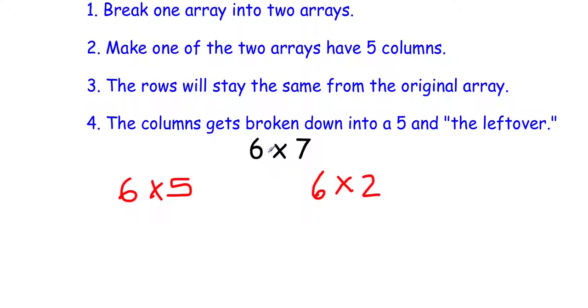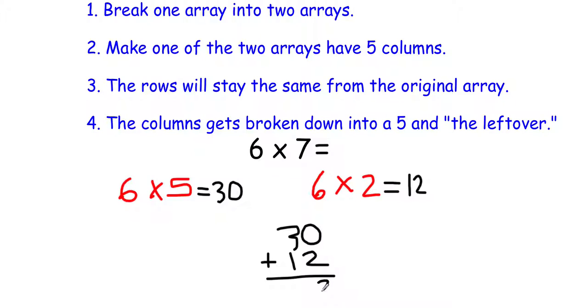Let's try this one. The original fact is 6 times 7. What does 6 times 7 equal? That's often one that people get messed up. So break it down into 6 times 5, which equals 30, and 6 times 2, which equals 12. Now I can add those. 30 plus 12 equals 42. And that's what 6 times 7 equals, is 42.